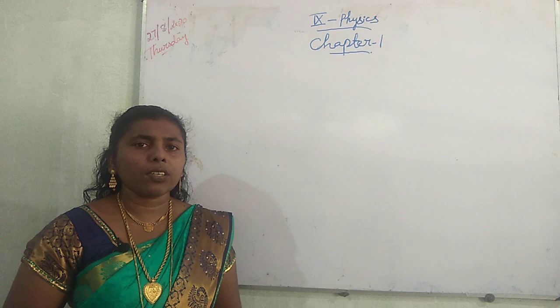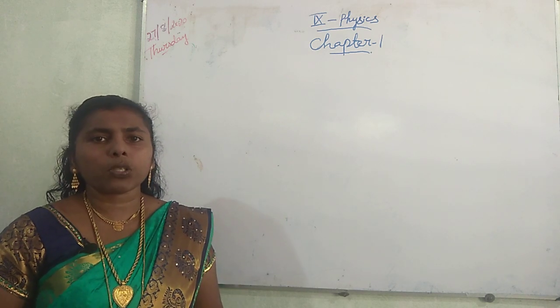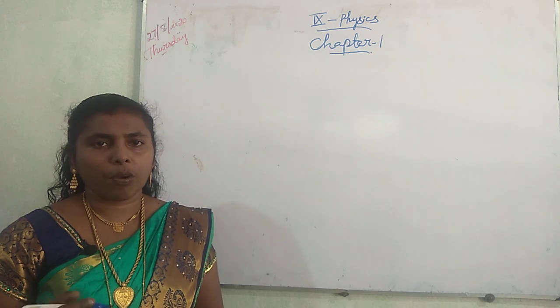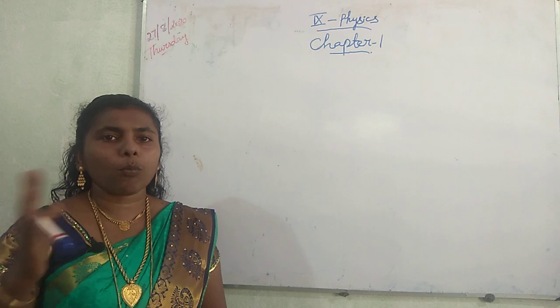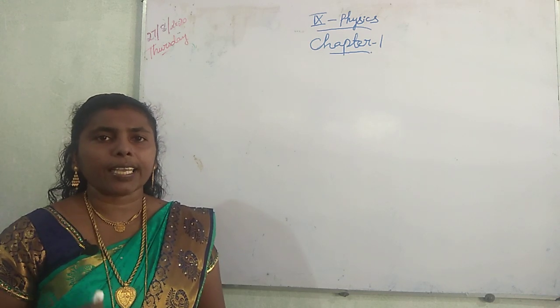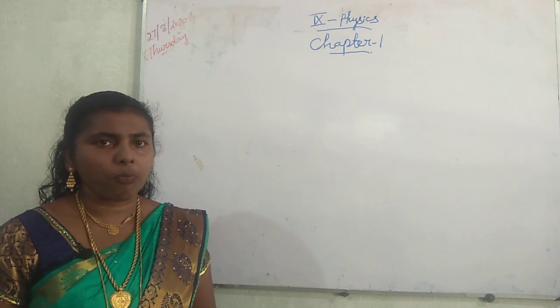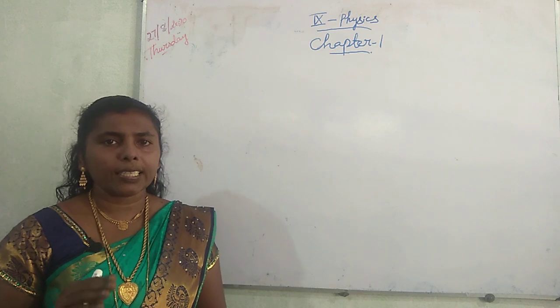Already we have learned the definition of mass. What is the definition of mass? Suppose we are purchasing 1 kilogram of rice. Is only one rice grain there? No, a large amount of rice is there. So the amount of quantity contained in it is the definition of mass. What is the definition of mass? Amount of quantity contained in it.